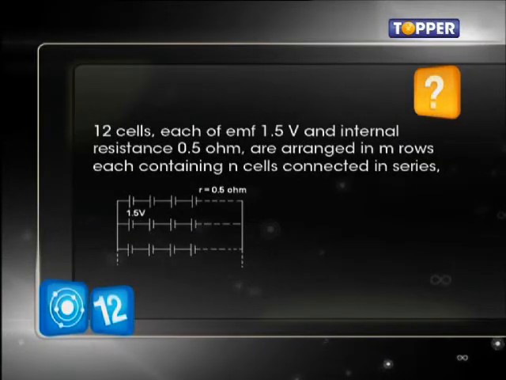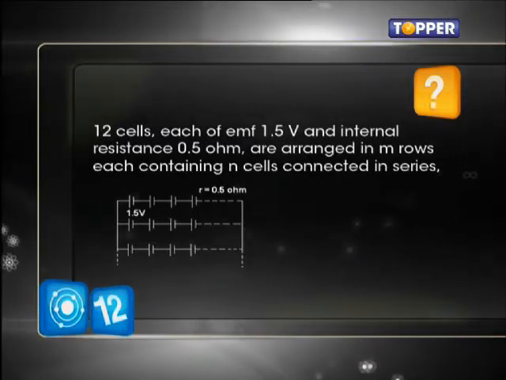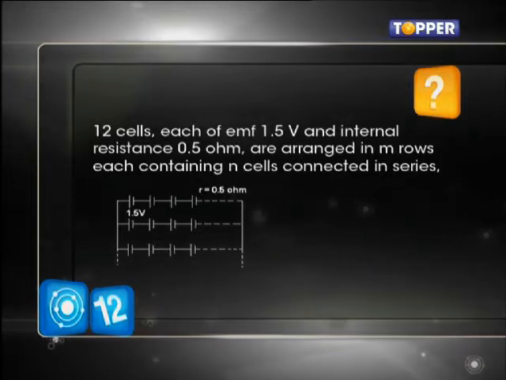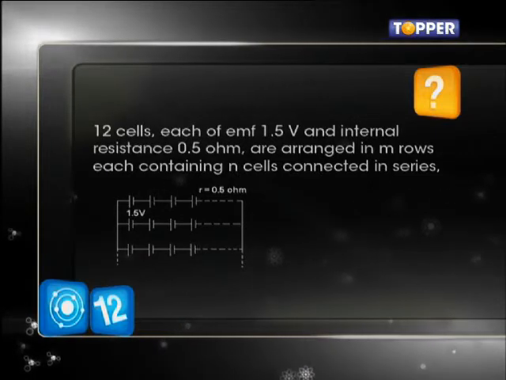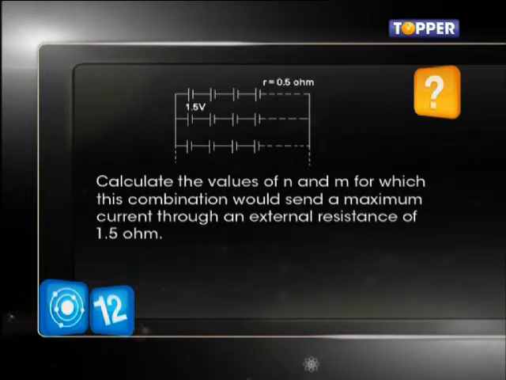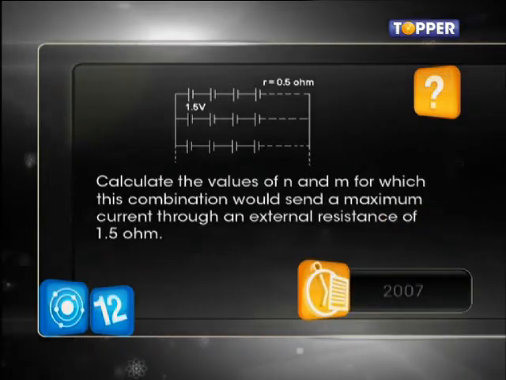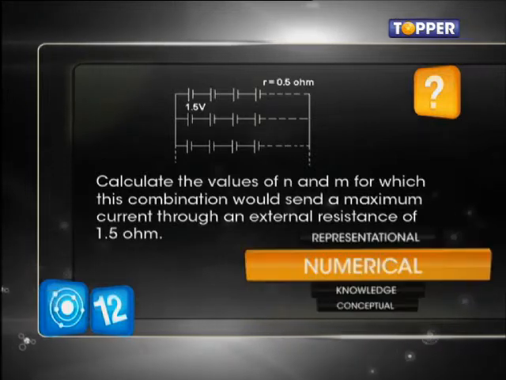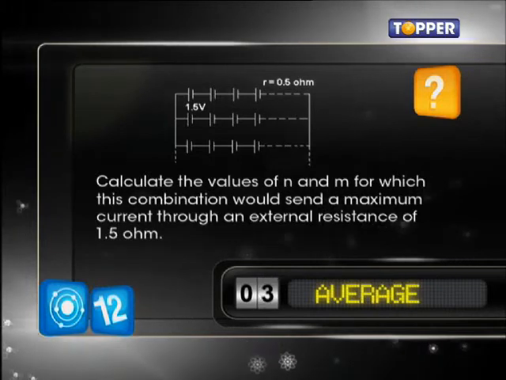The question says that if 12 cells, each of EMF 1.5 volt and internal resistance 0.5 ohm, are arranged in m rows, each containing n cells connected in series as shown, calculate the values of n and m for which this combination would send a maximum current through an external resistance of 1.5 ohm. This question is a 3 marks numerical, and our difficulty meter rates it as average.